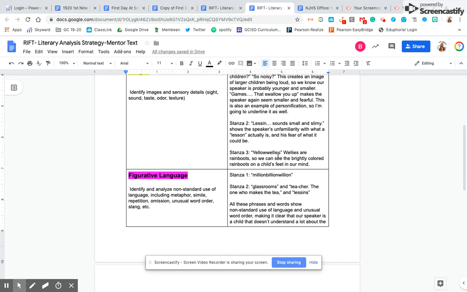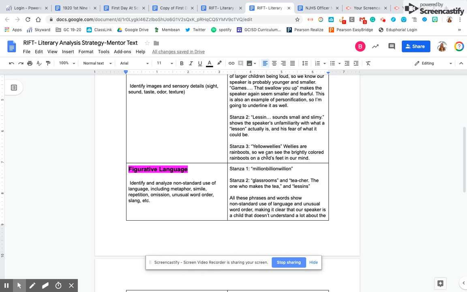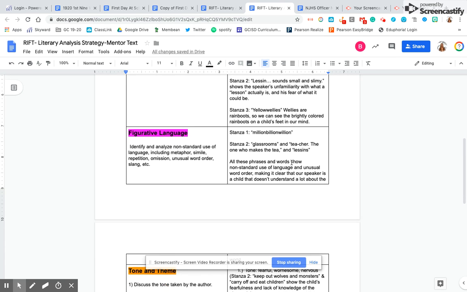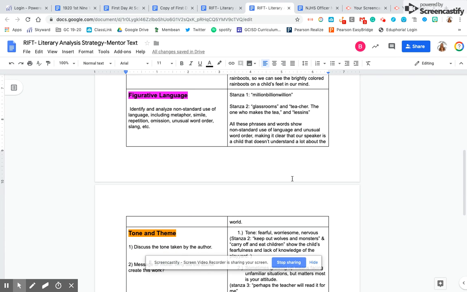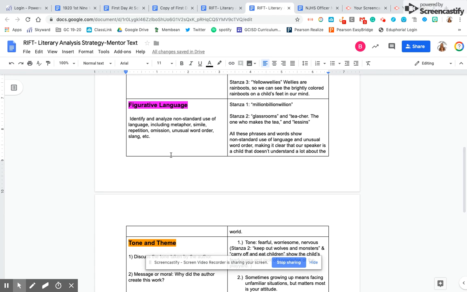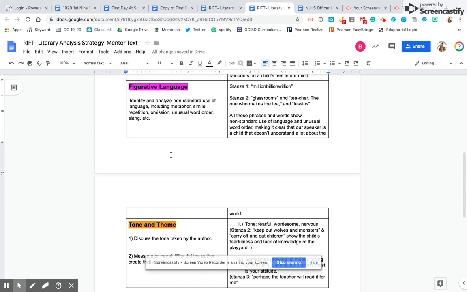In stanza 3, these yellow wellies. Wellies are rain boots, so we can see that they're brightly colored rain boots around the children's feet. And when we get to the figurative language, like we kind of just talked about, there's not a whole lot of typical standard figurative language, but there's a lot of non-standard use of language, unusual word orders, or even just unusual spelling. So we've got million, billion, million, glass rooms, teacher.